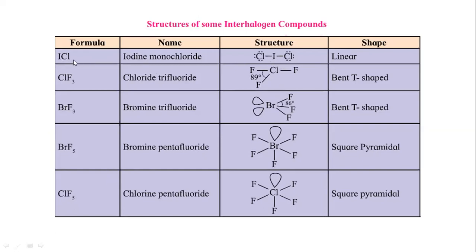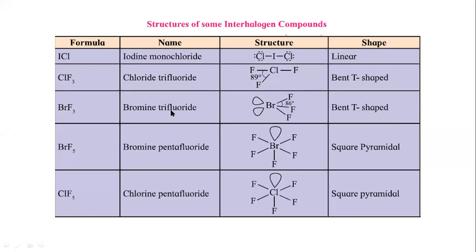First, ICl, iodine monochloride, has a linear structure. See, the linear structure is shown. Then this is ClF3, chlorine trifluoride. This is a bent T-shaped structure. So this is a bent molecule, F-Cl-F is in a straight line. There is an angle of 89 degrees. So this is a bent, T-shaped structure.